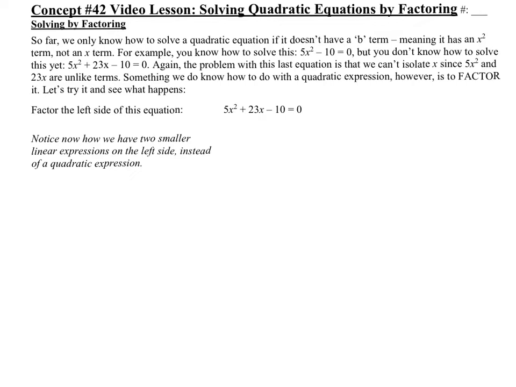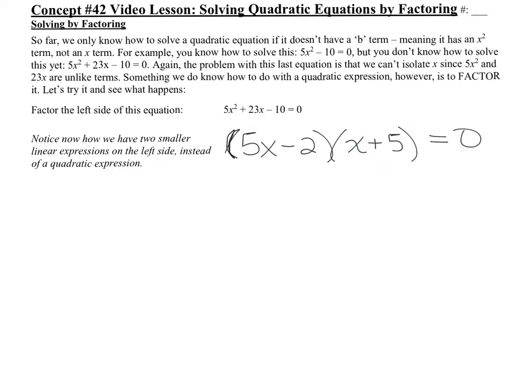So go ahead and take a look at 5x squared plus 23x minus 10 and factor that into two binomials. Now, if you forget how to factor, I'm going to do the factoring portion of this lesson very quickly. So if you need a reminder, perhaps you want to stop this video and check out my quick factoring review. But if you do remember how to factor, go ahead and stop the video and factor this problem on your own. So when you factor that, you should have gotten 5x minus 2 times x plus 5.